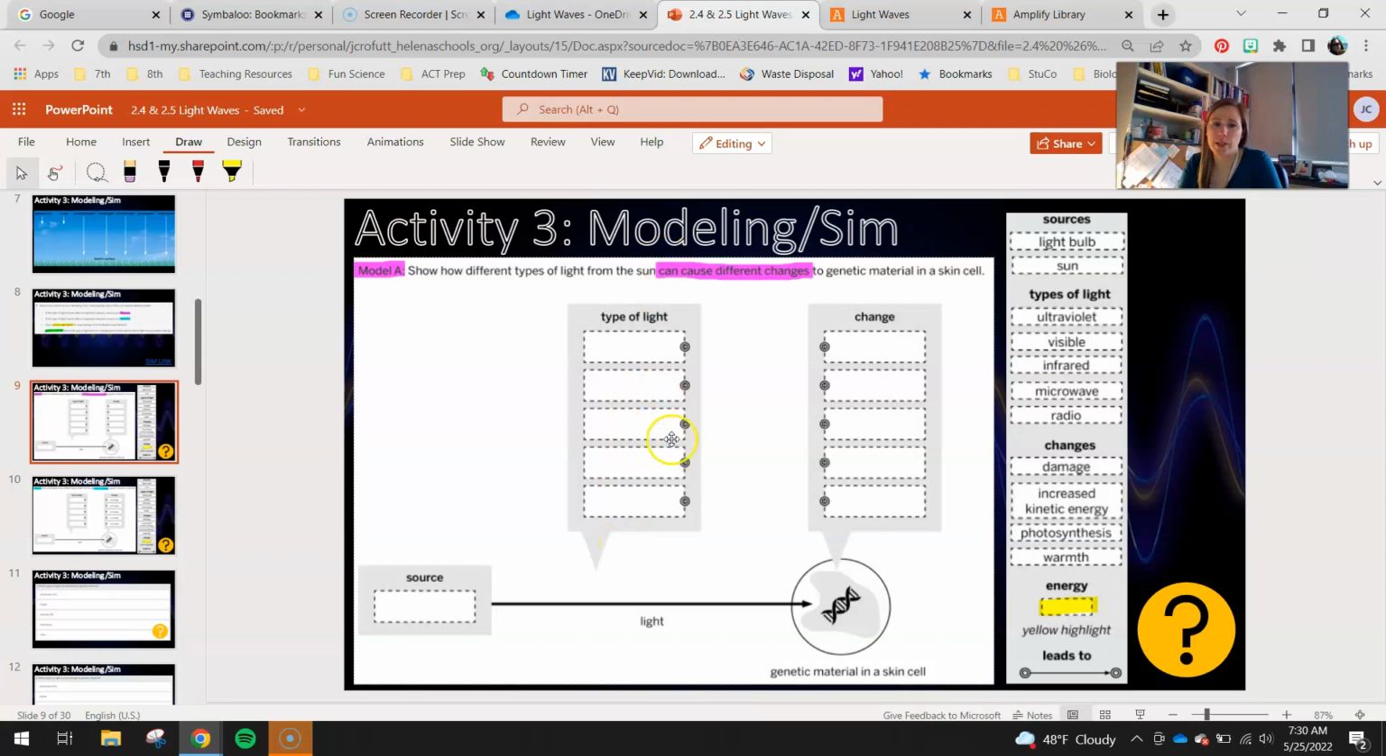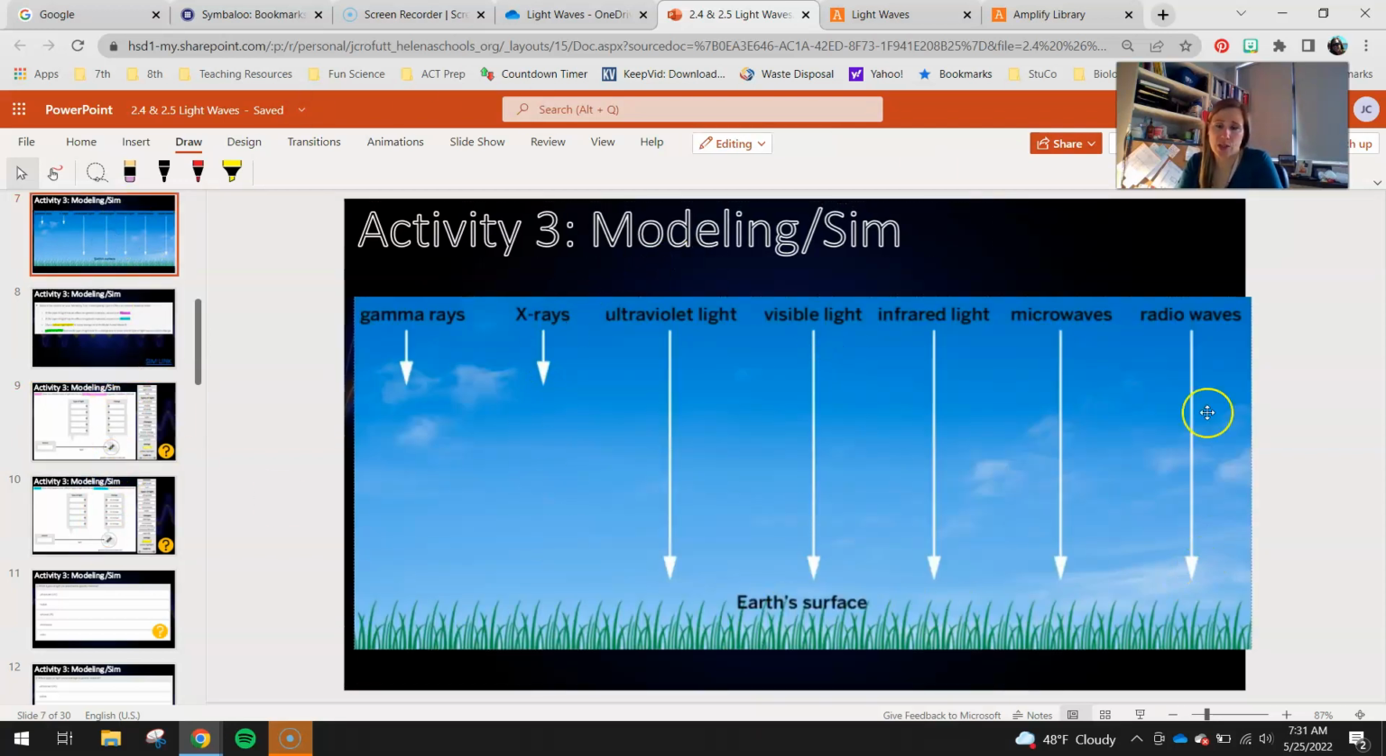So if gamma rays were on here, I would drag gamma rays to the type of light, and then I would put damage under the change, and then I would use an arrow to connect it. But gamma isn't one of the types of light that we're using. We're only looking at the 5 types that reach the Earth. And then just FYI with this, you guys can click and drag these, so you can just pull them over here.